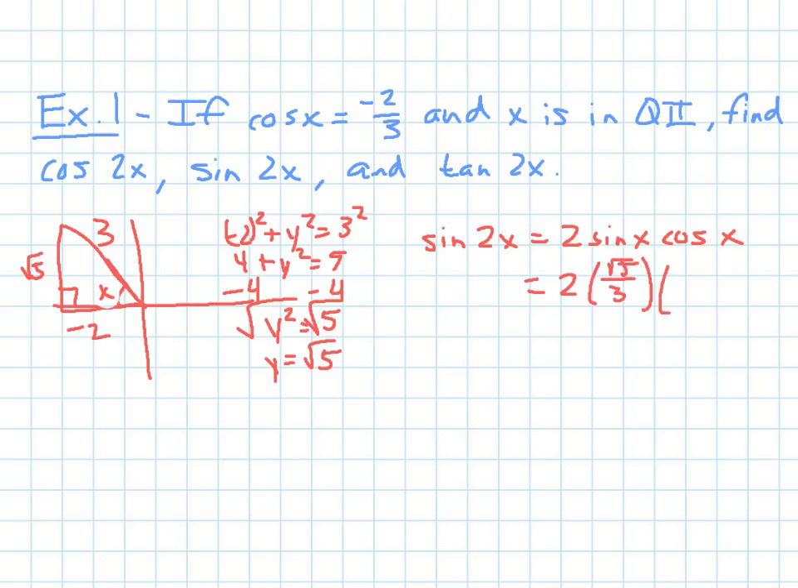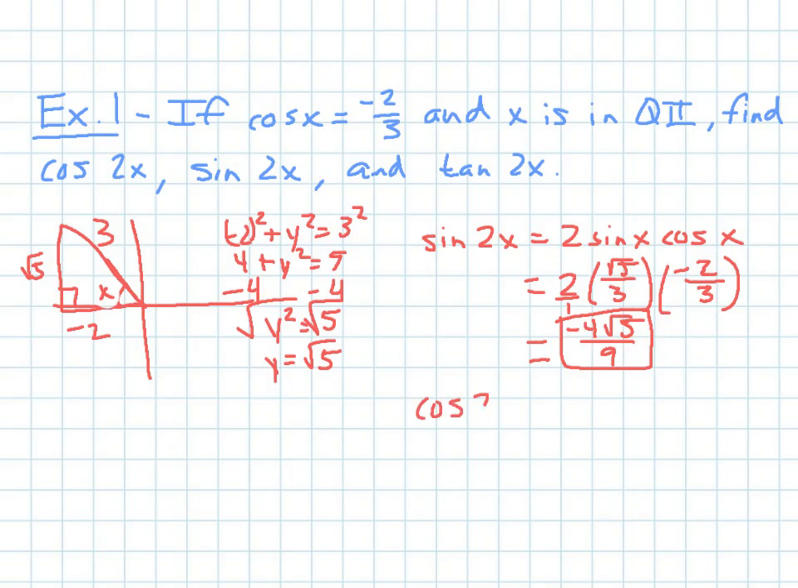And then for cosine, it's going to be negative 2 over 3. Okay, so this is the same thing as 2 over 1. So now I can multiply across. I get negative 4 square root of 5 over 9. Okay, so that would be the value for sine of 2x.